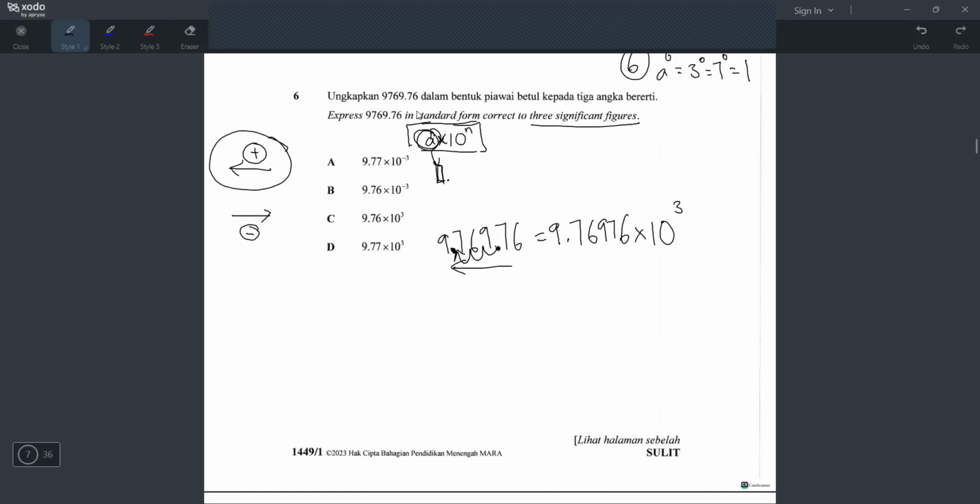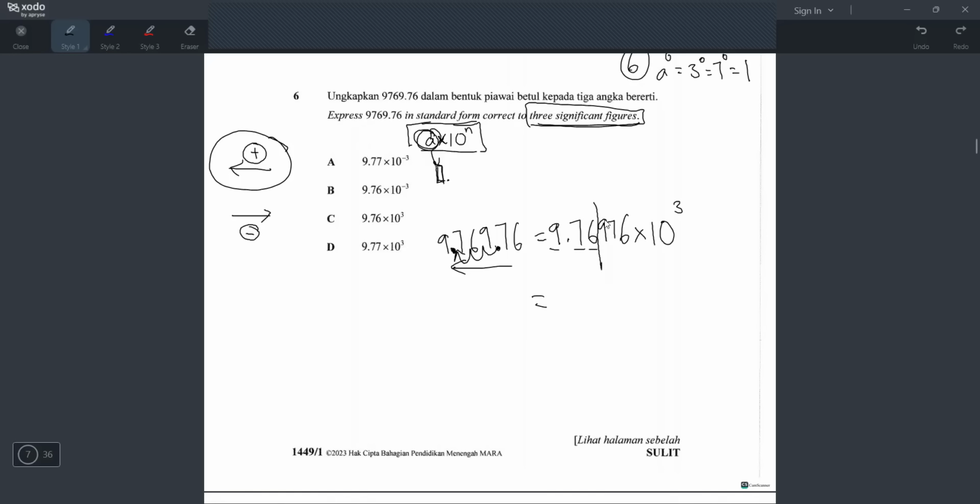But then they also said, correct to 3 significant figures. So what you do is you take this value and you correct to 3 significant figures. So how do we correct to 3 significant figures? We count from left to right. But if it's 0, we don't count it. The 0 in front, we don't count as a significant figure. But this one we count because it's 9. So 1, 2, 3. So this is where we stop and we erase.